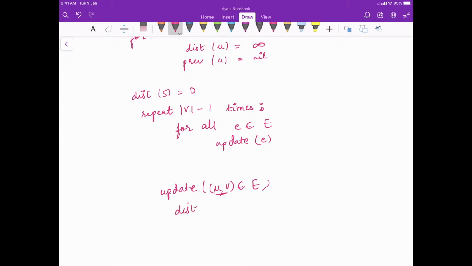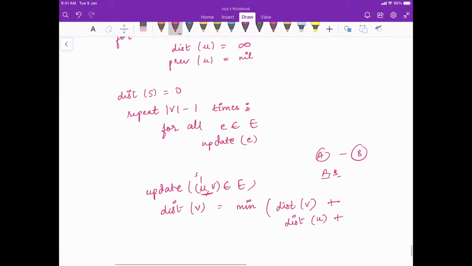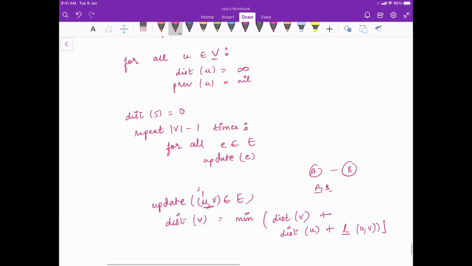What I will do is, अगर a टू b है तो हम इसको a comma b करके पास करेंगे, राइट. So whatever distance this v will have is the minimum distance of, I would say, v plus the distance of u plus, I will say, जो भी edge की length थी u comma v, right. I'll explain it to you.